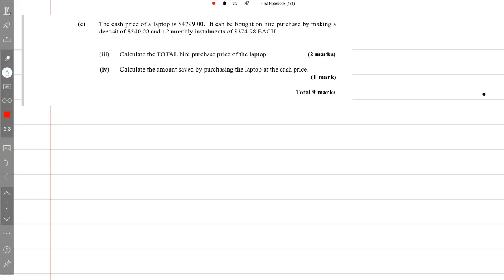Let's get me a good little color here. All right. Here goes nothing. All right.